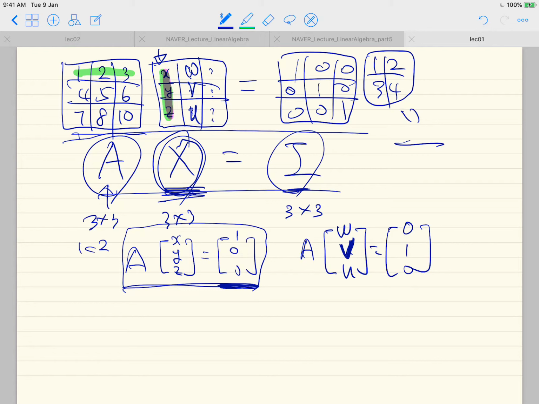So that means we found the solution over here, the solution over here, and then the third one. If we found the solutions and collect them into one single matrix, that will give you the final solution for the inverse matrix, okay? So that's how you can find the inverse matrix.